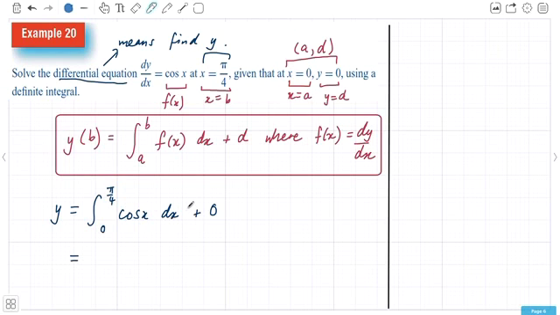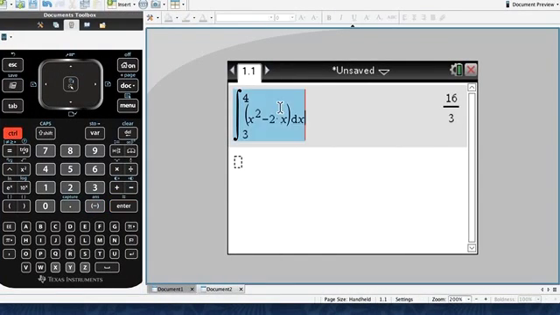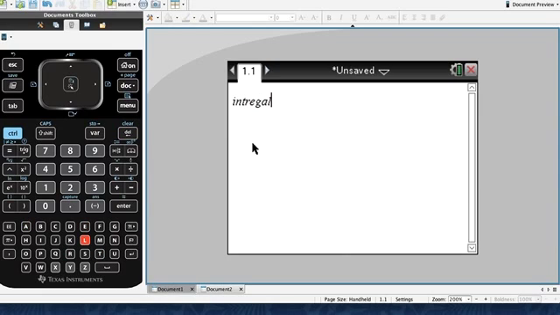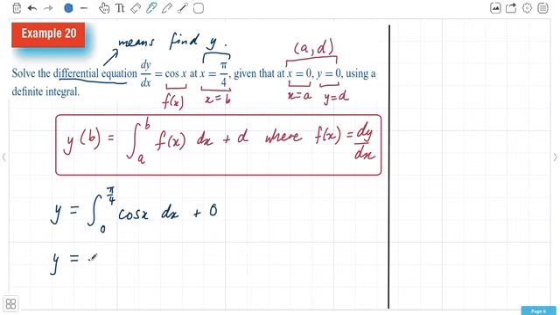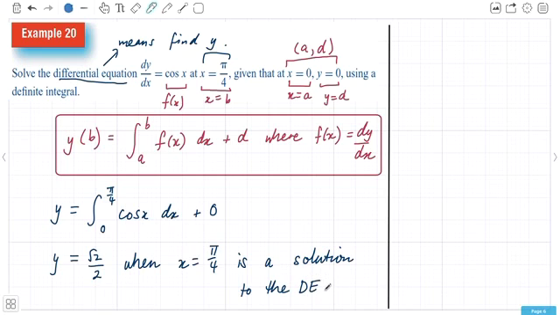So what we can do is we can put that into our CAS. So we just go over to our CAS. Let's get rid of the one I've got here. So we'll do integral. And we put in our function, which is cos x. And we're interested in integrating for x between 0 and pi on 4, so use the little pi button. And you can see it does your integral straight up and gives you root 2 over 2. So that means that y equals root 2 over 2 when x equals pi on 4 is a solution to the DE, or the differential equation.